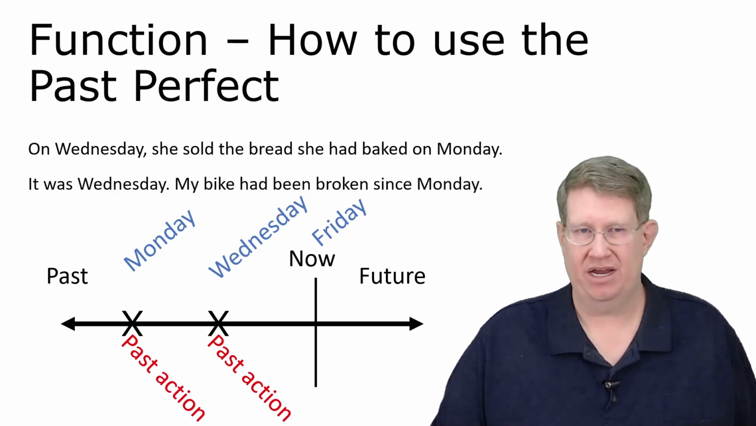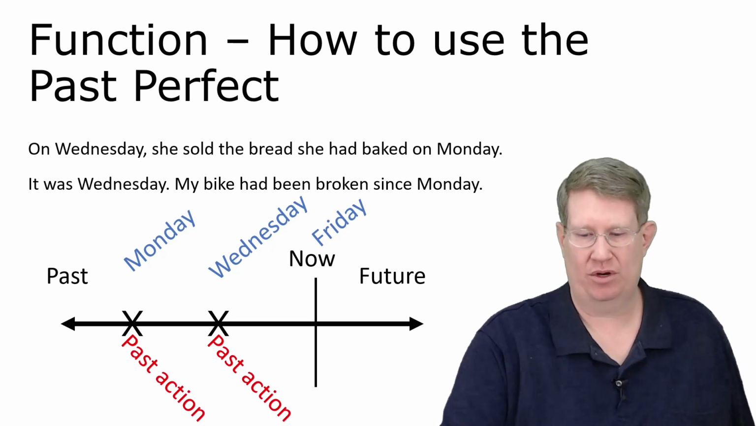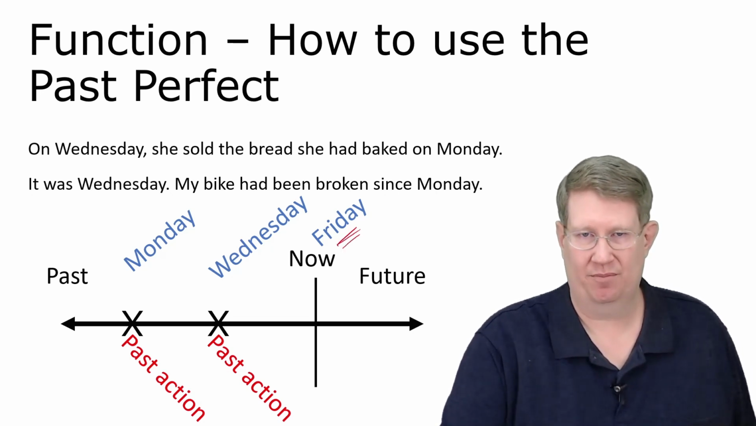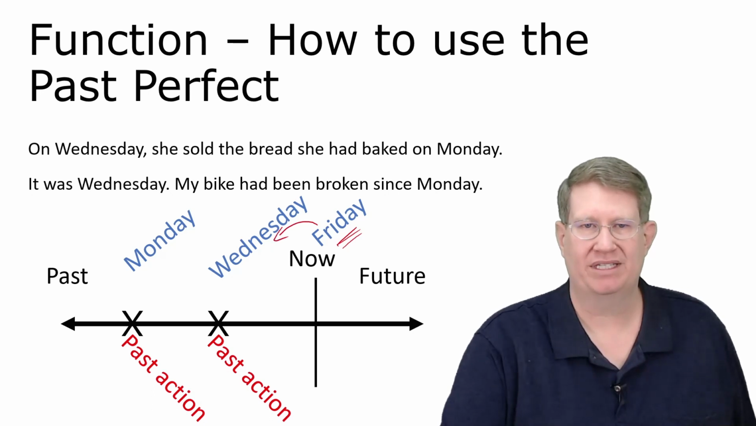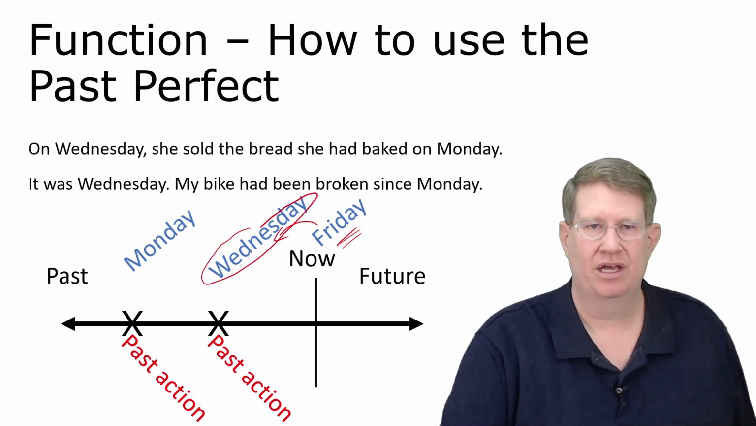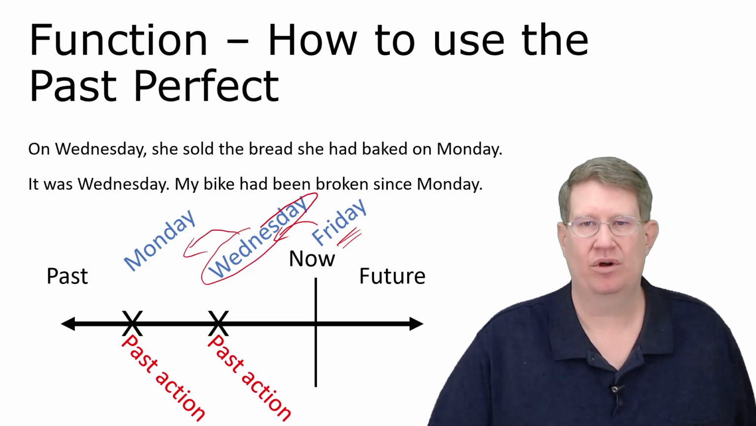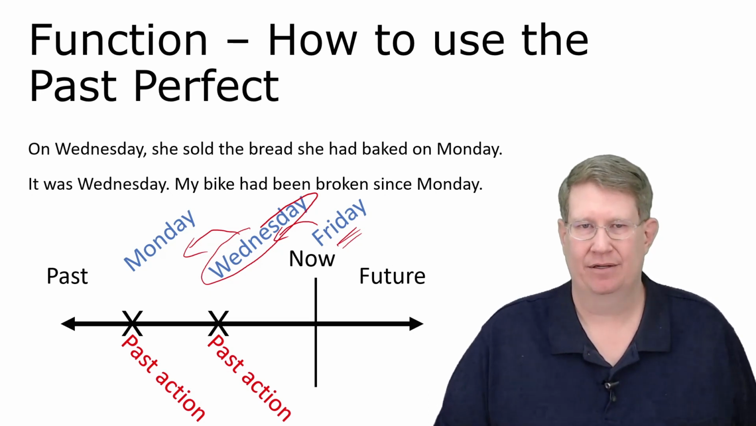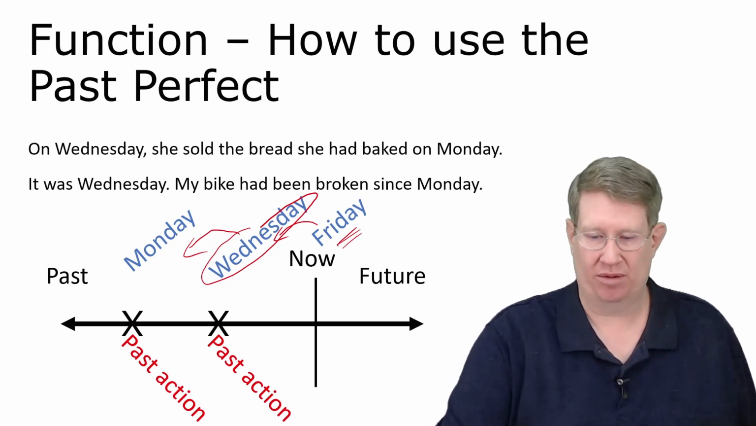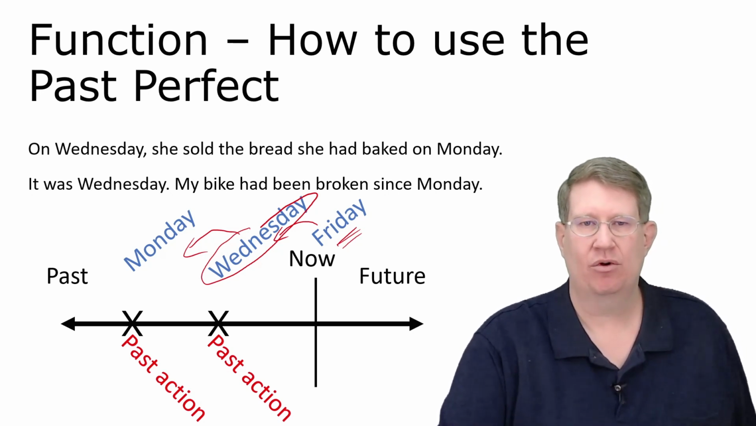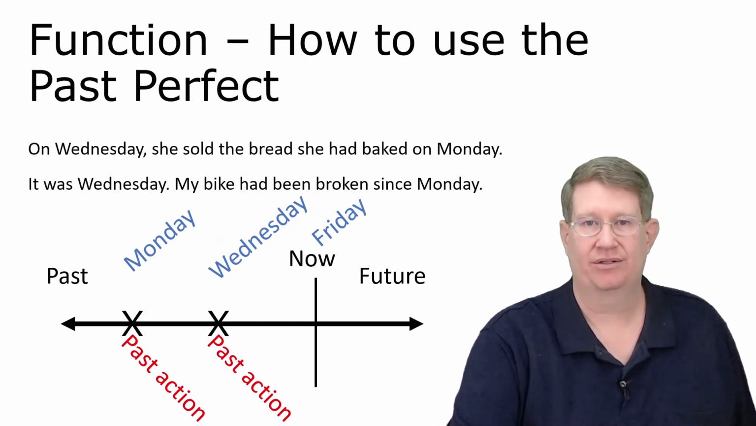It was Wednesday. My bike had... so it's Friday as I'm speaking. I'm talking about something that happened on Wednesday. So the time and focus is now Wednesday. So from Wednesday, my bike had been broken since Monday. From Wednesday, my bike had been broken since Monday. So by Wednesday, my bike being broken was already in the past.